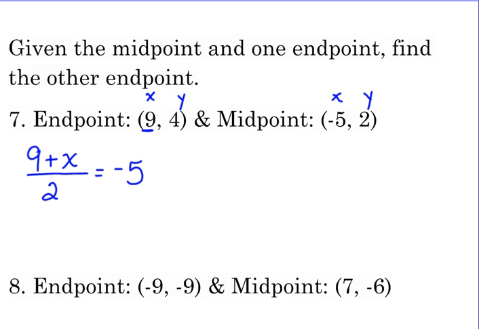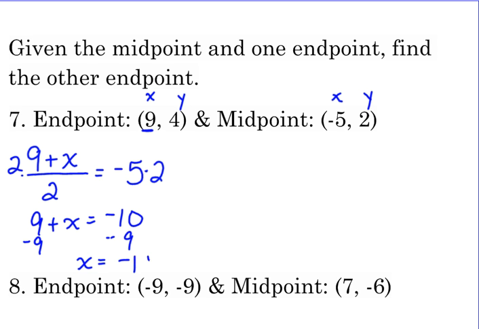How do we solve for x? What do we need to do to solve for x? Multiply by 2 first. Okay, multiply by 2 first. So we get 9 plus x is equal to negative 10. Then what do we do? Subtract 9 from both sides. So our x, our other x, is negative 19. Check it. Make sure it makes sense. If this is the x of my other endpoint, negative 19 plus 9 is negative 10. Negative 10 divided by 2 is negative 5.